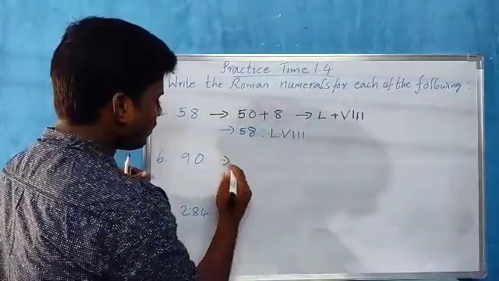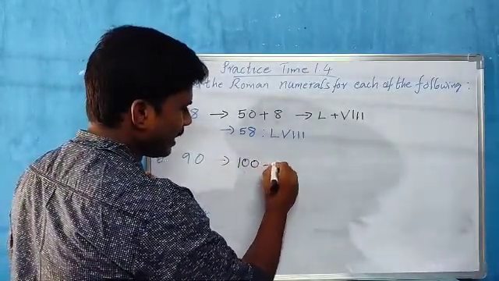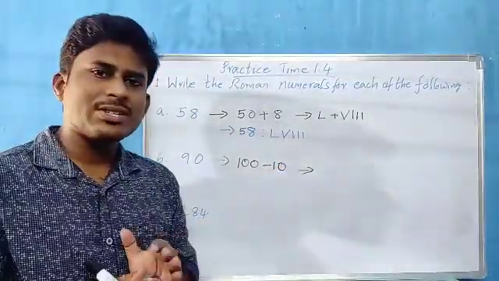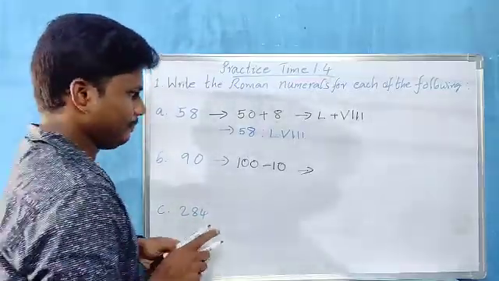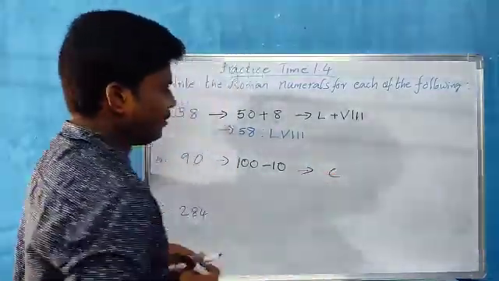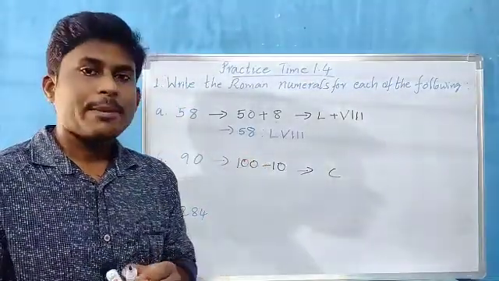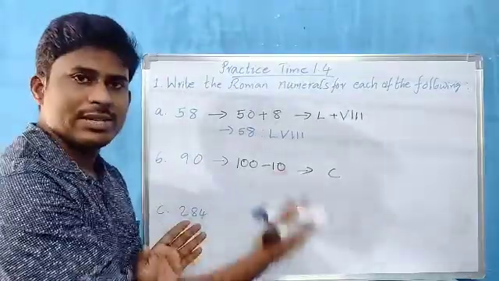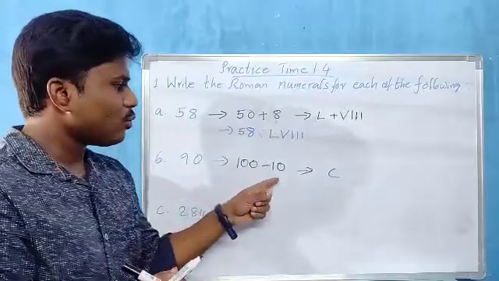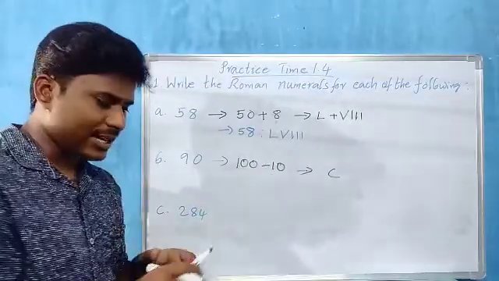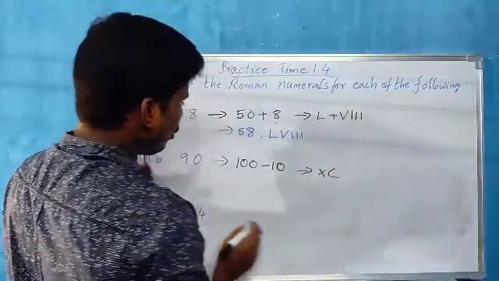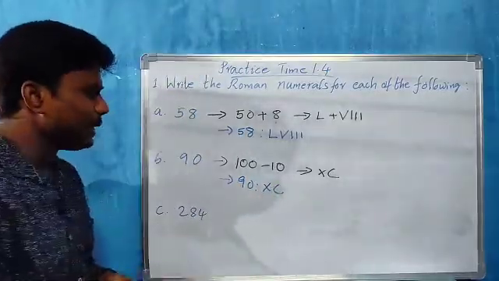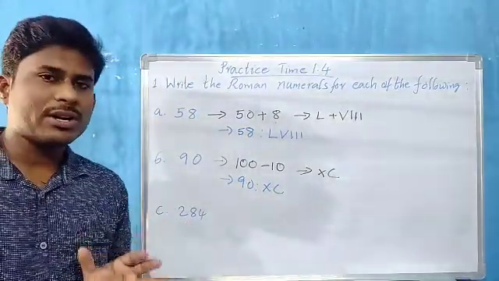So this we have to write in this form: 100 minus 10, children. Okay. Now what is 100, children? The symbol of 100 is C. Now we are subtracting 10. As per rule 3, children, where do you keep the lesser value symbol, left side or right side? It is on the left side, children. So what is the symbol of 10 in Roman numerals? It is X. So I am placing X. So this is how we get 90 in Roman numerals, children. That is XC, 90.